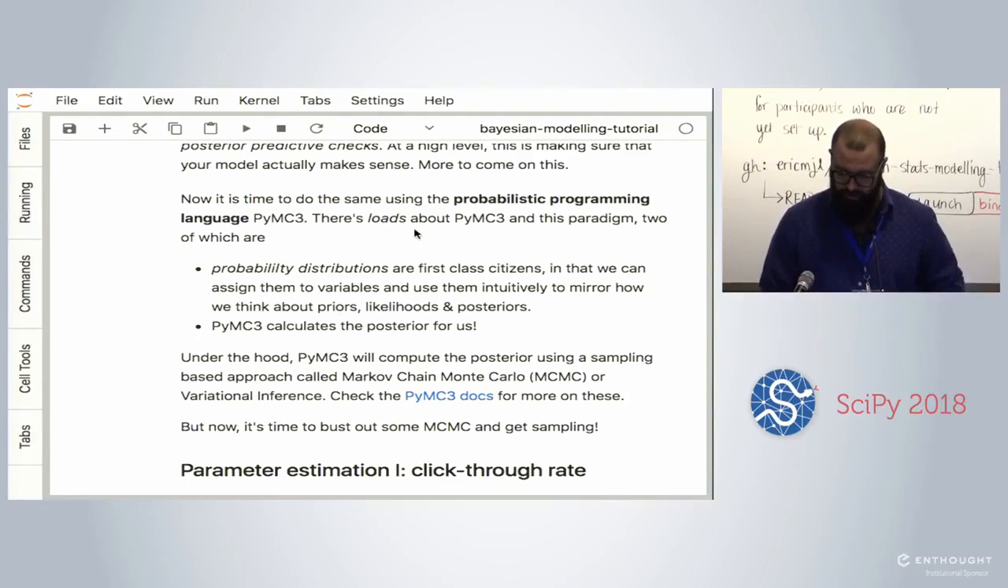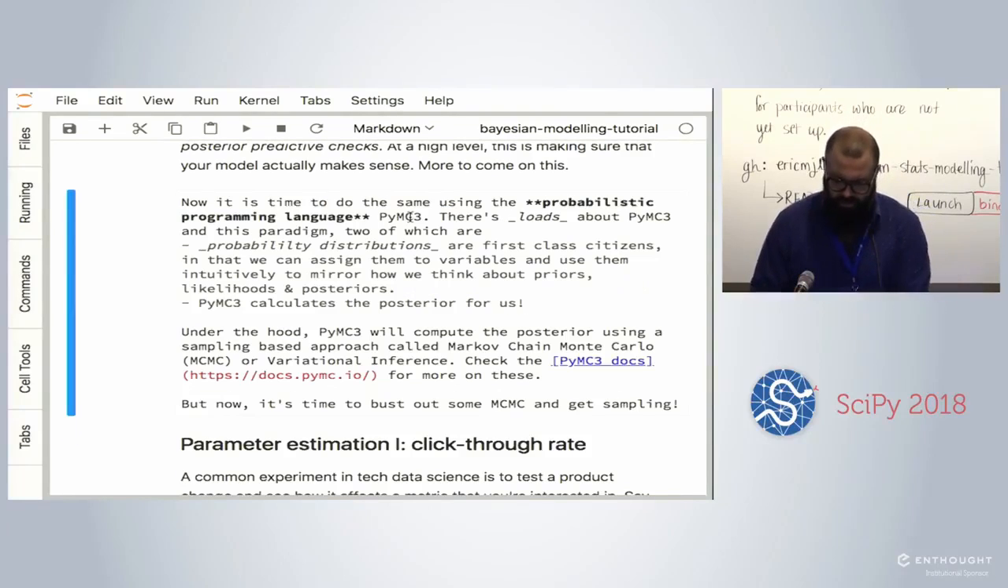I've written, there's loads about PyMC3. I don't know what that means. I think what I meant is, let's do this.